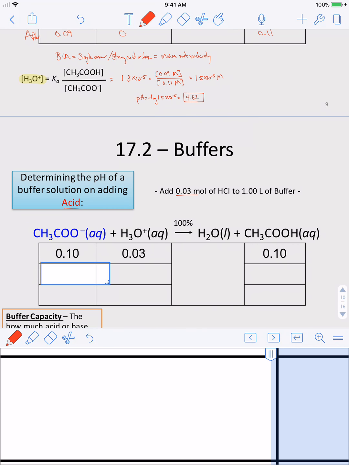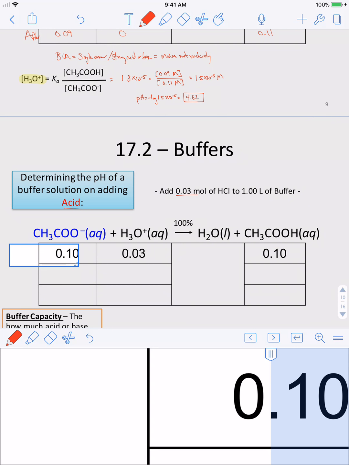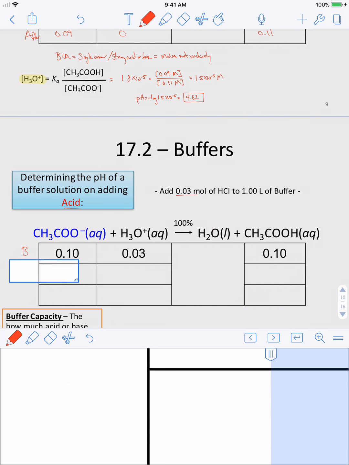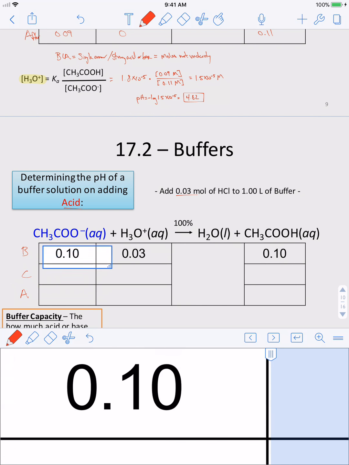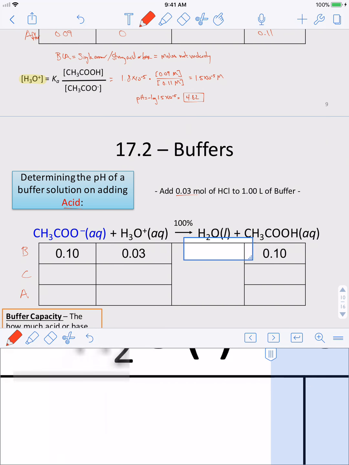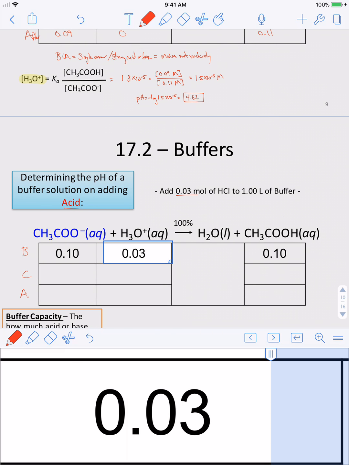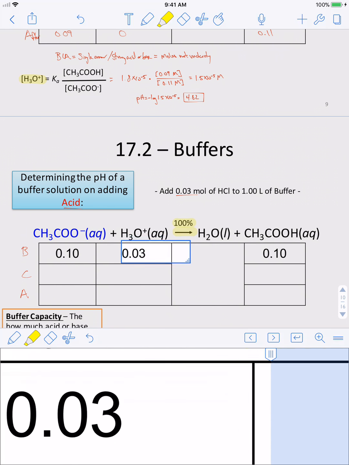And so here again, we look at which one is limiting. So here's my BCA table again. Before, change, after. I put in my original amount of acetate, I put in my original amount of acetic acid, and I put in how much H3O plus I'm adding. And again, remember that because I have a strong acid, this is a 100% reaction. It's not equilibrium, so there's no RICE table involved here.